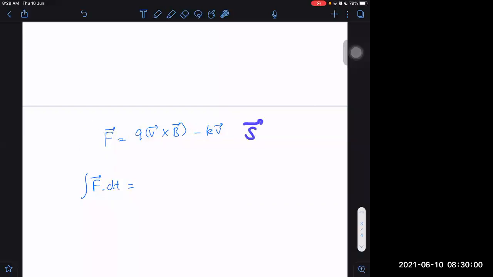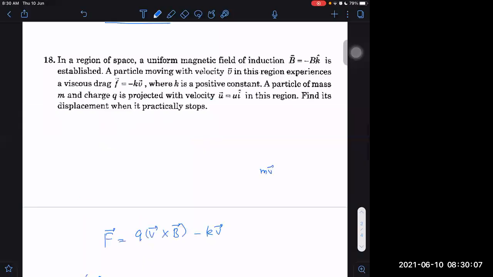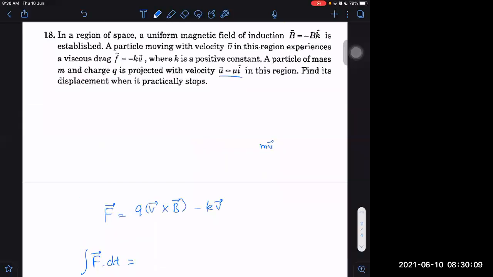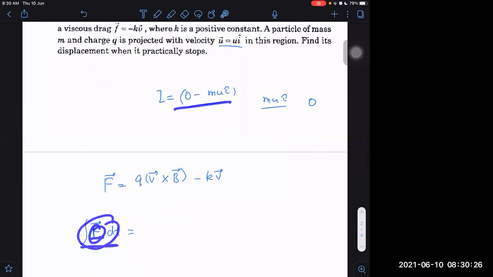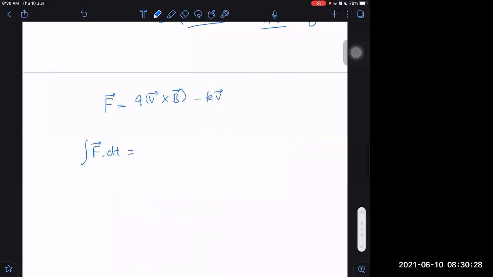And impulse I can get easily because I know that the initial momentum was given as m into u i cap, and finally 0. So the change in momentum will be the impulse. 0 minus m into u i is the impulse, which I know. So even though I don't know what F is, I still know what the impulse is. That is the change in linear momentum. Understood? I can write it as minus m u i cap.